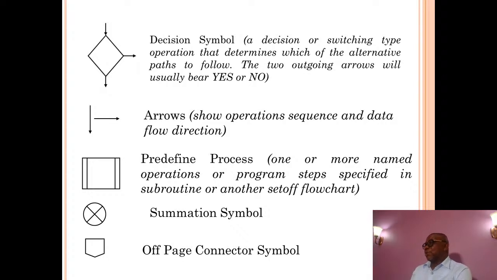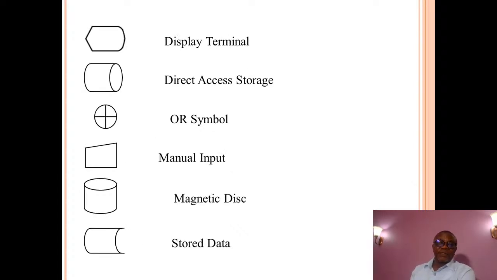Of course, we have this symbol like a banner. It's called the off-page connector symbol. Then you have this symbol called the terminal symbol, displays terminal. Then direct access storage. That is, these symbols are necessary if you want to go ahead to specify the type of input or output that your system you want to use in your program.